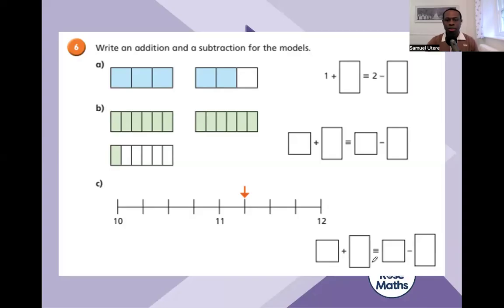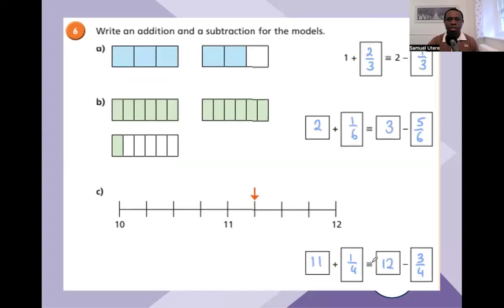Assuming you've paused the video and you've answered question 6, here are the answers. So here you were asked to write an addition and a subtraction for the models. Here, this simply means a whole. You can see all the parts are shaded. And then you have 2/3. If you had all these parts shaded, that will be 2, which is these 2 wholes. And then the part that is not shaded will signify 1/3.